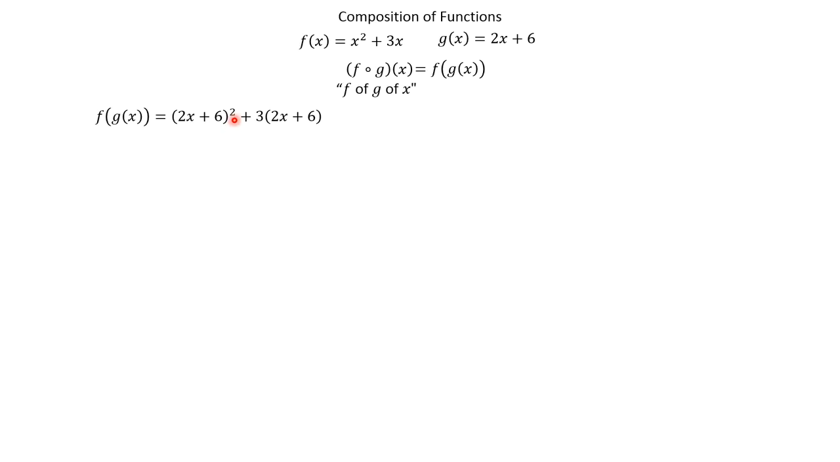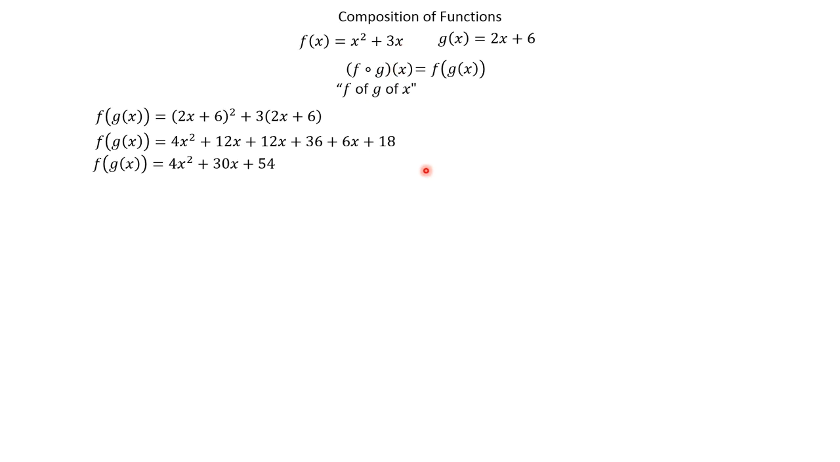2x plus 6 squared. Yes, we have to distribute 2x plus 6 times 2x plus 6, which will give us 4x squared. Then we'll have a 12x, another 12x, and a 36. Distribute the 3 to get 6x plus 18. And then we can combine our like terms to get 4x squared plus 30x plus 54. So again, we took the f function, the outside function, and we replaced all the x's with the inside function.